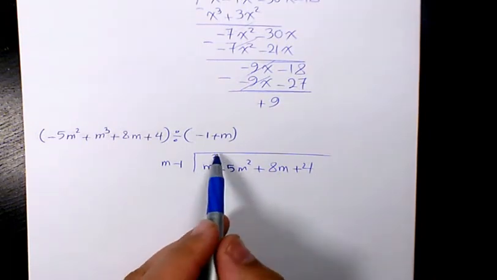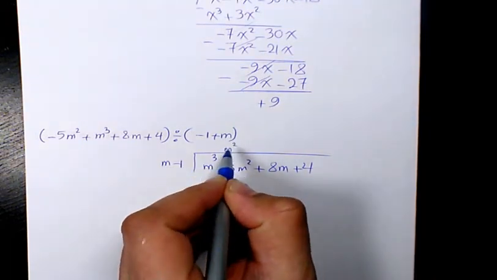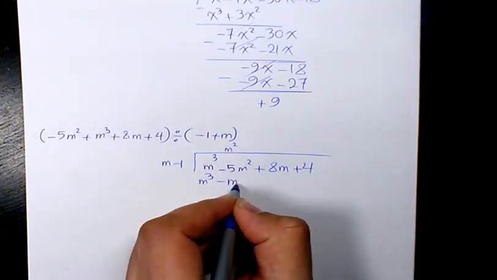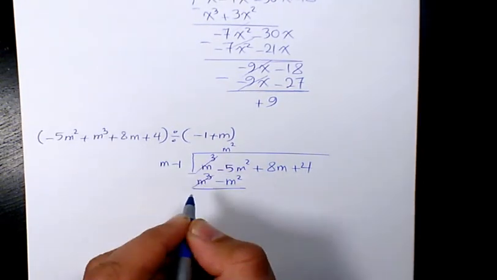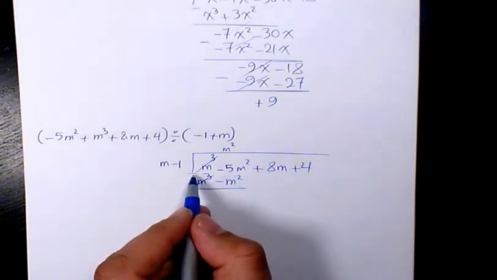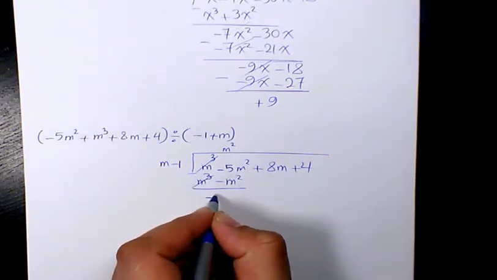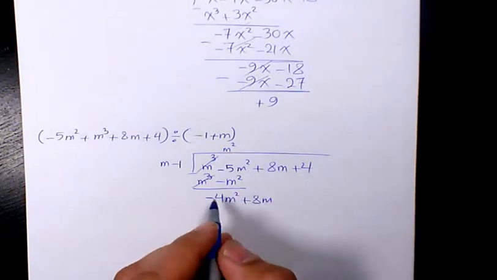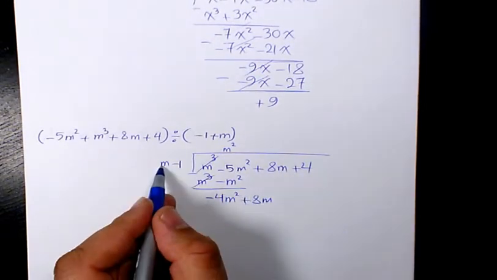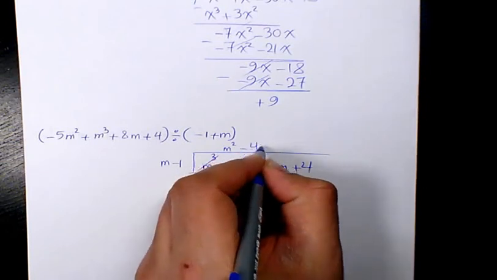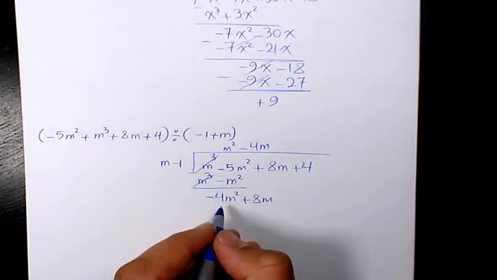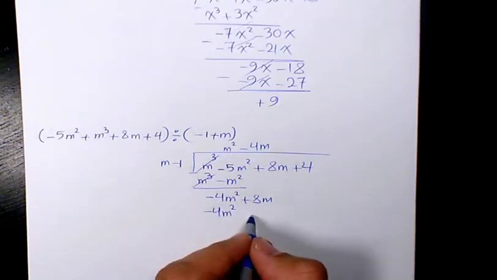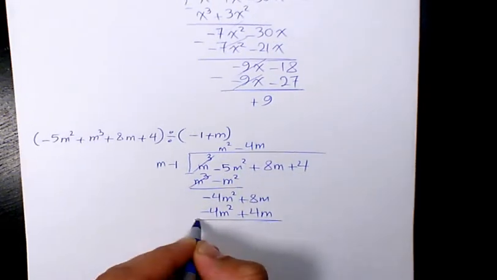Now, m cubed divided by m is going to be m squared. M squared times m, m cubed. M squared times negative 1, negative m squared. Just cancel out. Negative 5m squared minus negative m squared is going to be negative 4m squared. Then you bring this down. Negative 4m squared divided by m will be negative 4m. Negative 4m times m, negative 4m squared. Negative 4m times negative 1 is going to be plus 4m.